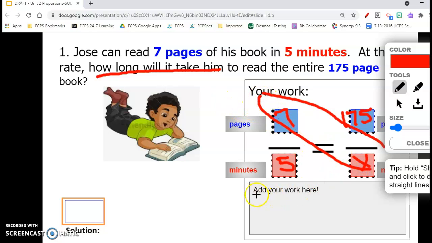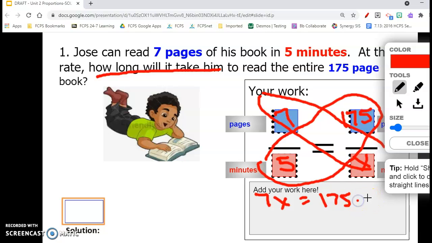And that basically is 7 times x. And we're going to circle our other side, making that butterfly wing. 175 times 5. You're going to just use your Desmos calculator and make that calculation. So you have 175 times 5. That gives us 875.